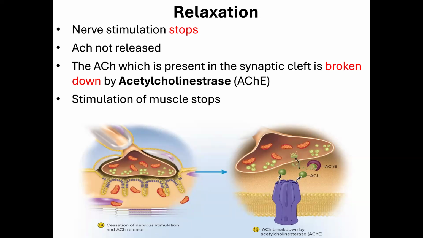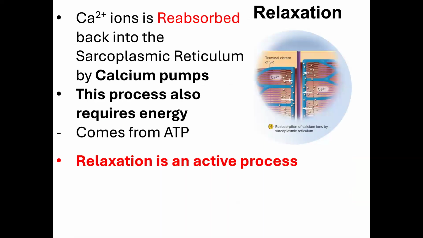So the stimulation of the muscle is completely stopped. But that doesn't mean relaxation has happened, right? There is still calcium inside, and calcium will activate the troponin. Troponin will remove the tropomyosin. The binding happens. So that has to be removed. The calcium has to be also removed from the inside of the muscle. So where does the calcium come from? Sarcoplasmic reticulum. So it has to be pumped back into the sarcoplasmic reticulum.